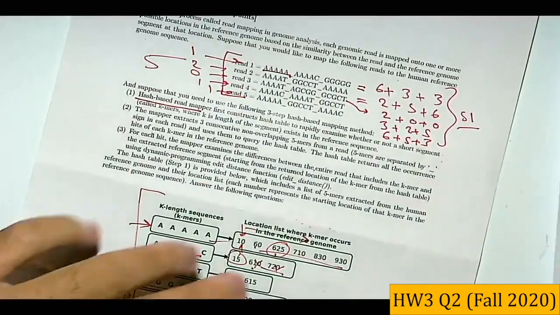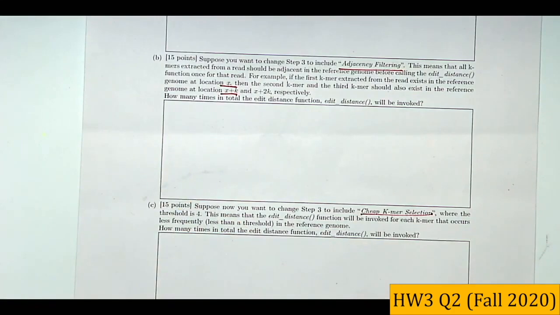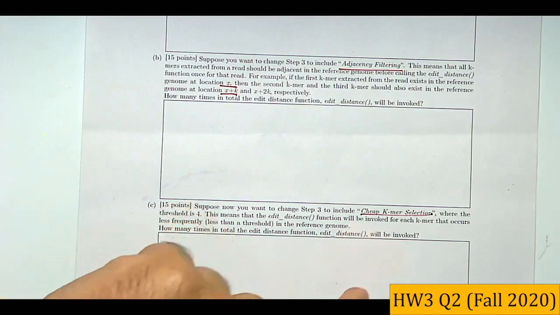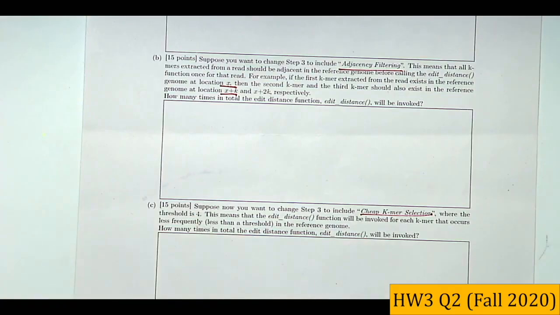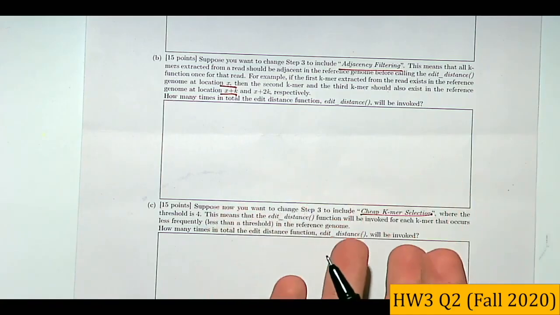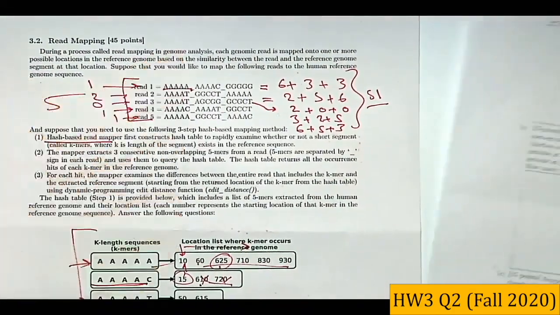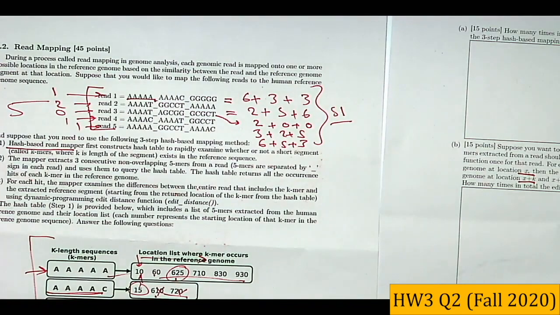We still have the third question, where some smart people proposed another method called cheap Kamer selection. So now let's see whether that improves the execution time or the number of times we are executing this edit distance function. Let's go back to the read set and the definition of cheap Kamer. Luckily, you got all those definitions, so you don't need to memorize them. Whatever new algorithm we propose in the exam will be defined; you just need to follow the definition.